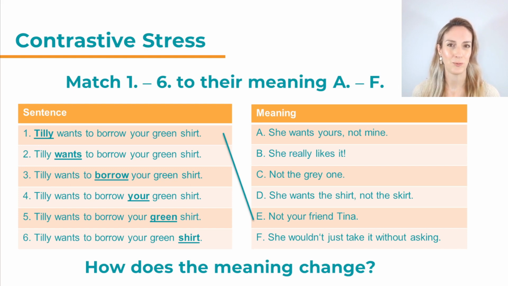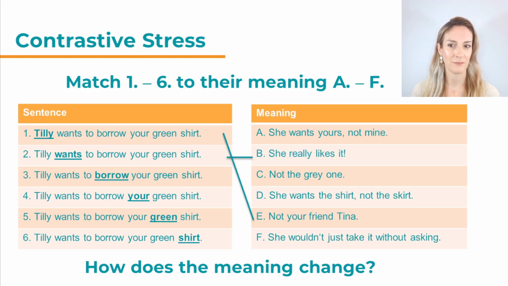Number 2. Tilly wants to borrow your green shirt. Tilly wants to borrow your green shirt. What is the meaning here? Have a look over the sentences from A to F. Answer in the chat. And the meaning is B. She really likes it. Tilly wants to borrow your green shirt. She really likes it.